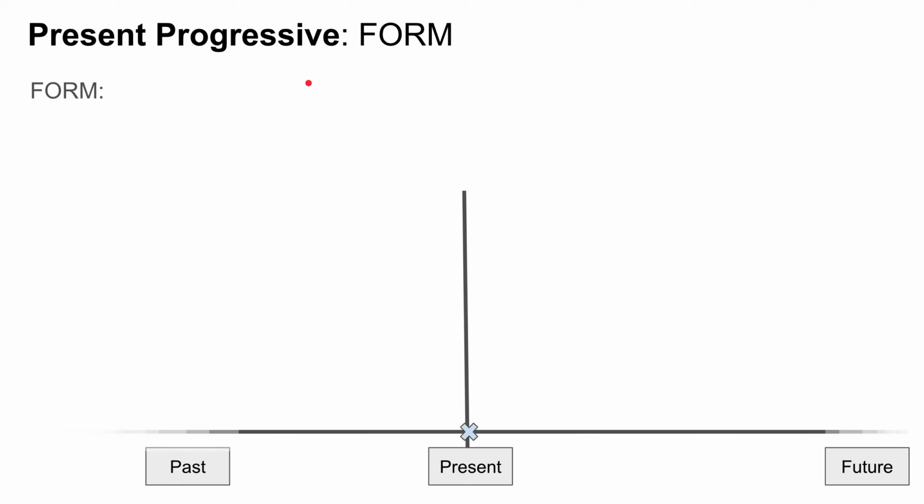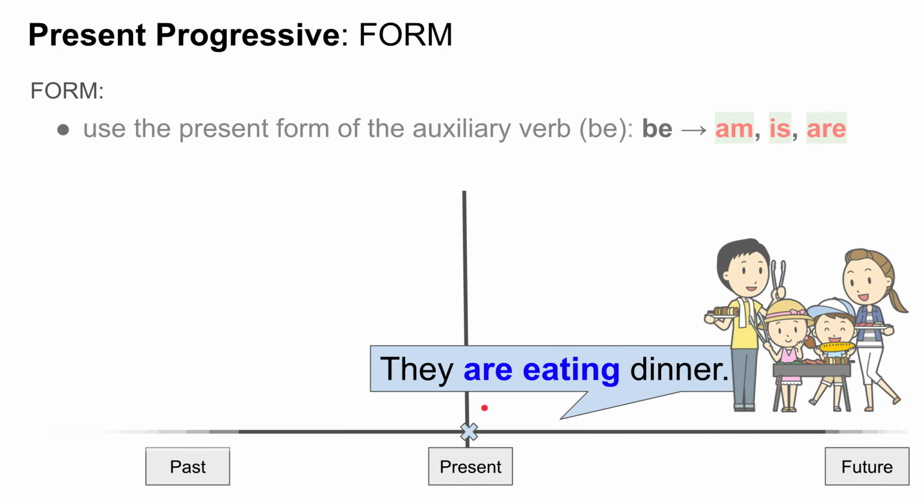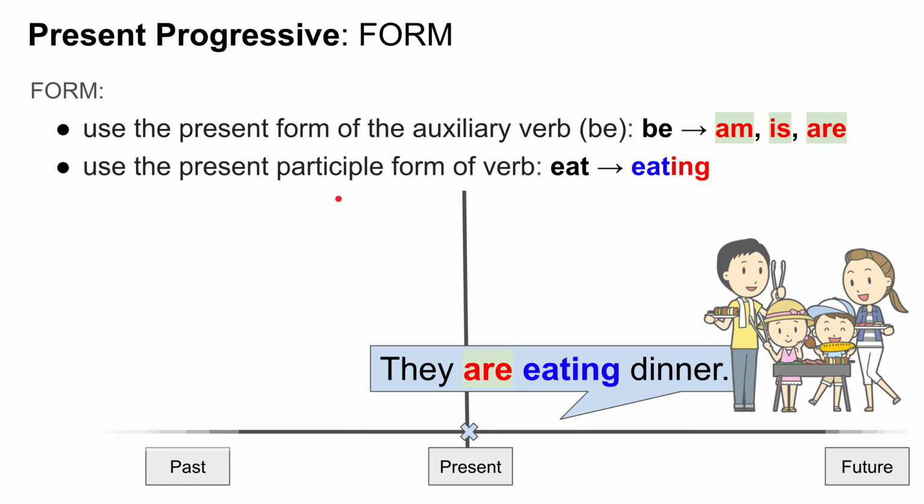Let's talk more about the form of the be auxiliary. Let's look at this sentence. They are eating dinner. Of course, it's right now. That's the meaning. For the present progressive, we use the present form of the auxiliary verb be: am, is, are. So, they are eating dinner. We also use the present participle form of the verb eat, so eating. They are eating dinner. So it's verb plus ing.